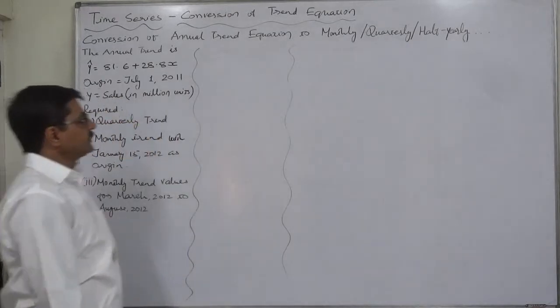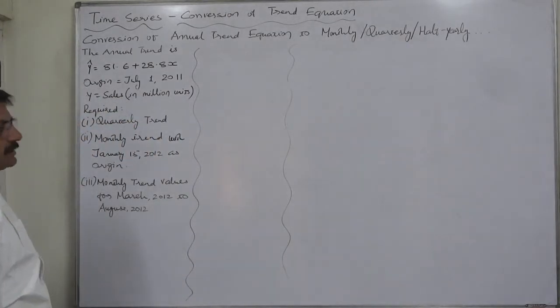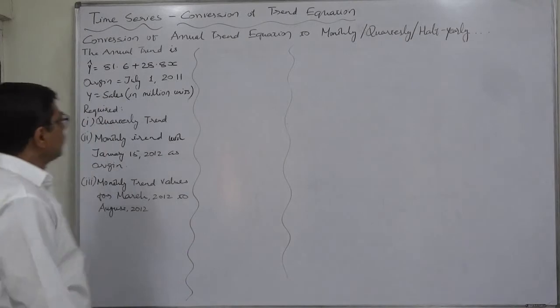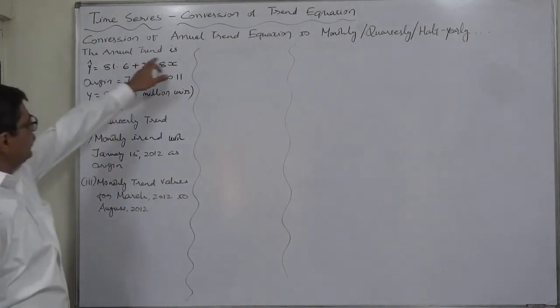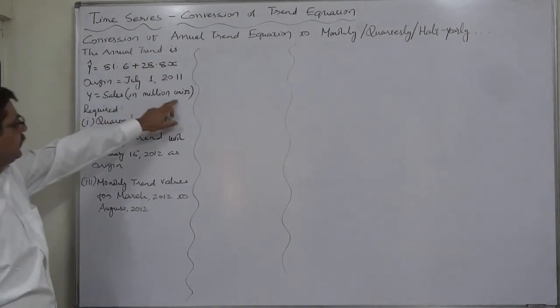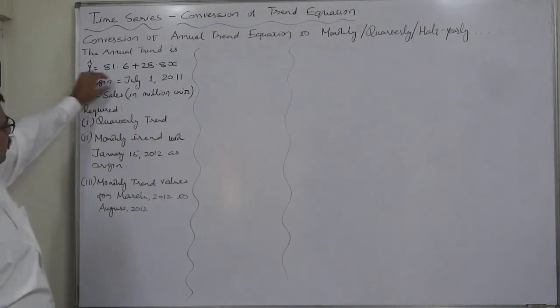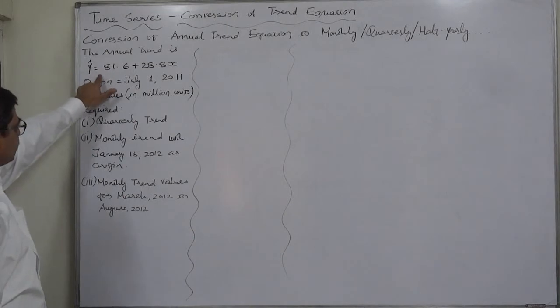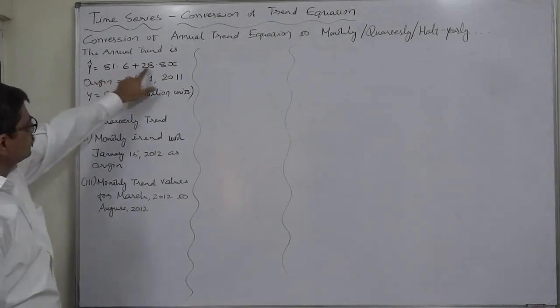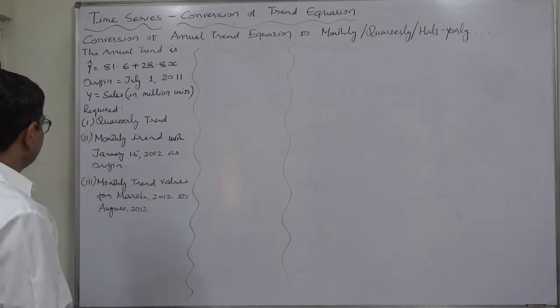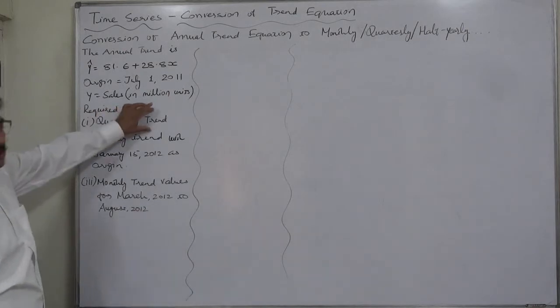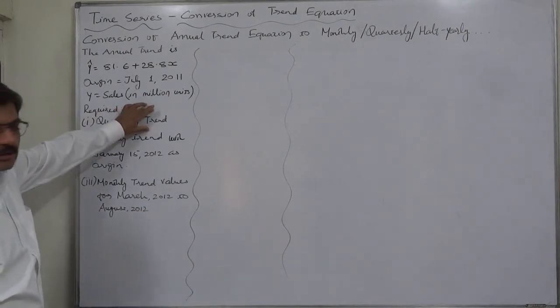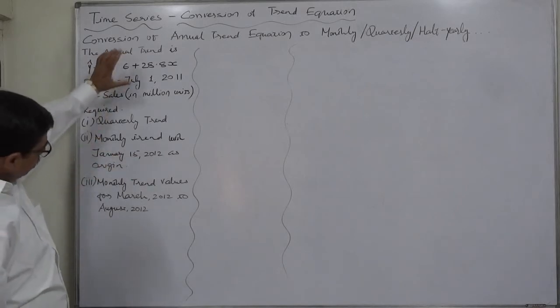Time series analysis, conversion of trend equation, and let's take an interesting case. The annual trend is for sales in million units having origin on July 1, 2011: Y estimated equals 81.6 plus 28.8x. Required: quarterly trend. First we need to find out the quarterly trend from this annual trend.